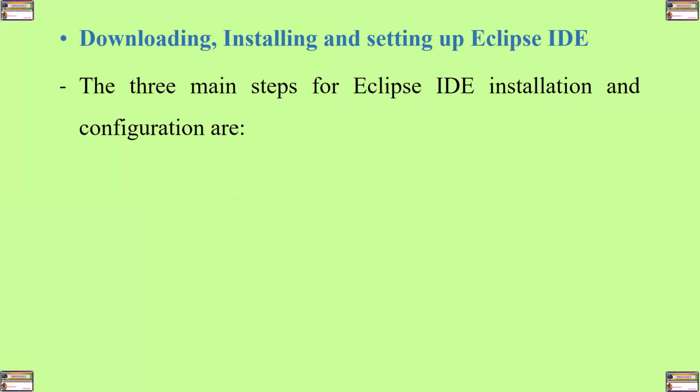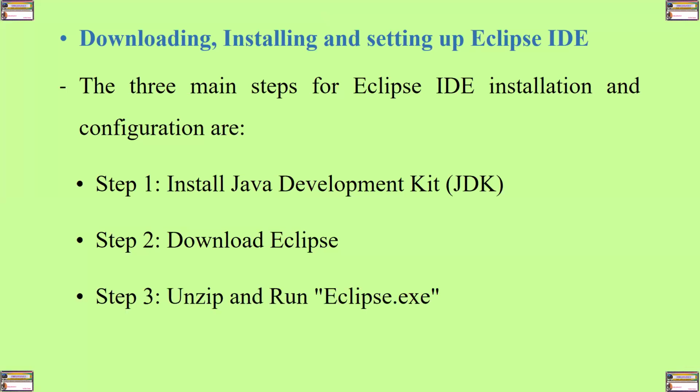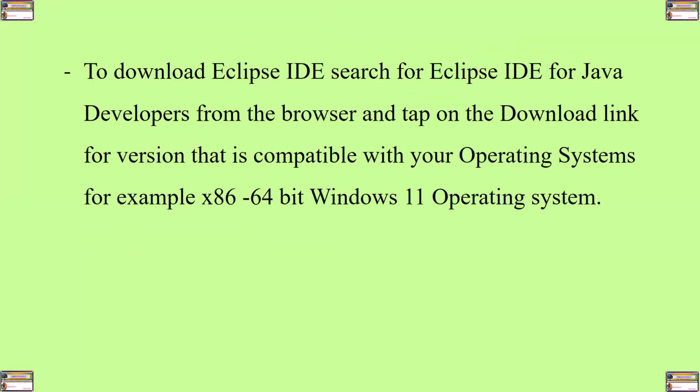The three main steps for Eclipse IDE installation and configuration are: number one, you install the Java Development Kit, JDK, which we have already done in part 1 and part 2 of this series. Number two, you download Eclipse. And number three, you unzip and run the Eclipse exe.